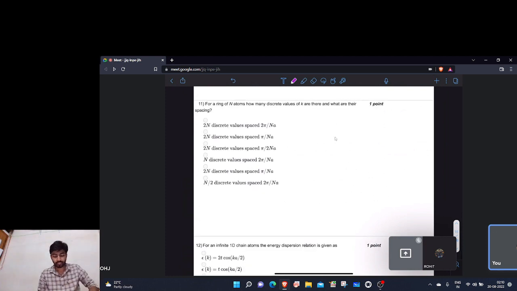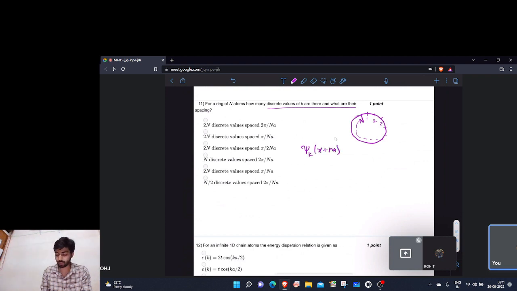Now, for a ring of n atoms, question number 11 says, for a ring of n atoms, how many discrete values of k are there? Now, let's say for a ring of n atoms, the first atom is present at this position, second, third, fourth, fifth, and so on. The final atom is, let's say, at the nth position. So what Bloch theorem says is the wave function at some position, say n, is given by e to the power i k n a psi kx.